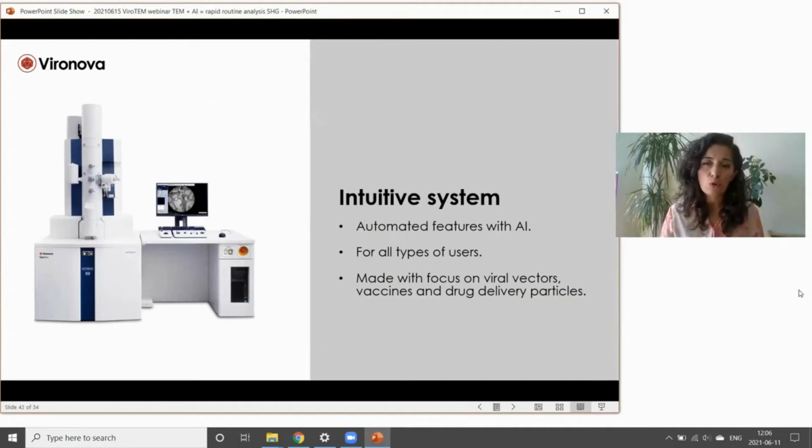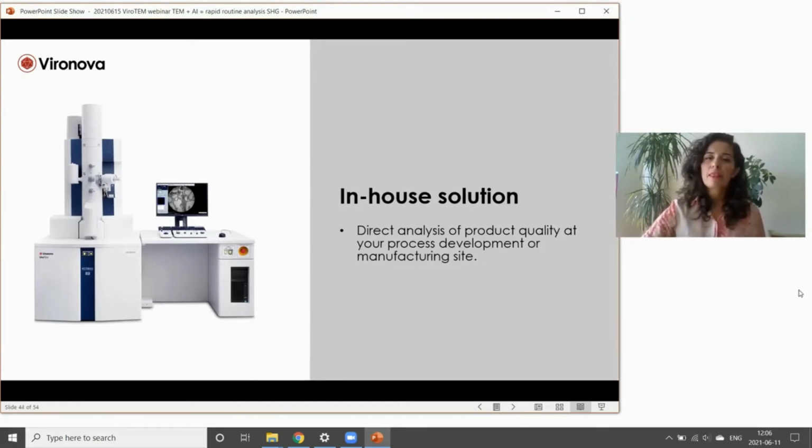So I want you to take home that the ViroTEM system is an intuitive system. It's automated, it's got AI, it's got all types of users, whether you are a non-expert user or an expert user. It's made with focus on viral vectors, vaccines, and drug delivery particles. This is what we know, and this is what we do really, really well. The fact that it's in-house means that you can get your direct analysis of your product quality at your process development or your manufacturing site, which is extremely important.